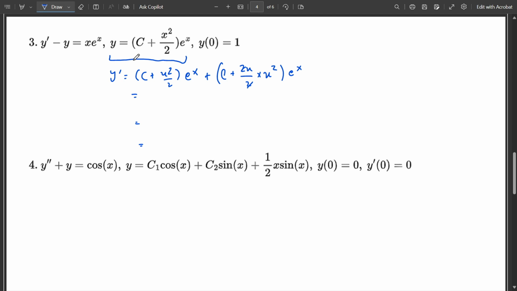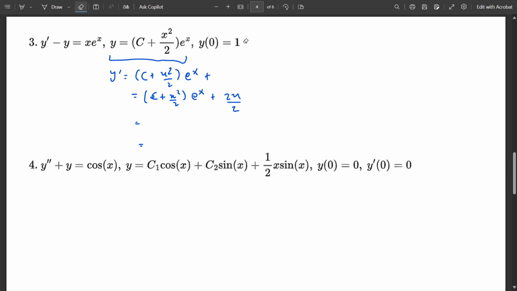Well, we have c plus x squared over 2 times e to the x, plus the derivative of c, which is 0, and then the derivative of x squared over 2, which is just 2x over 2. Okay, this is false.